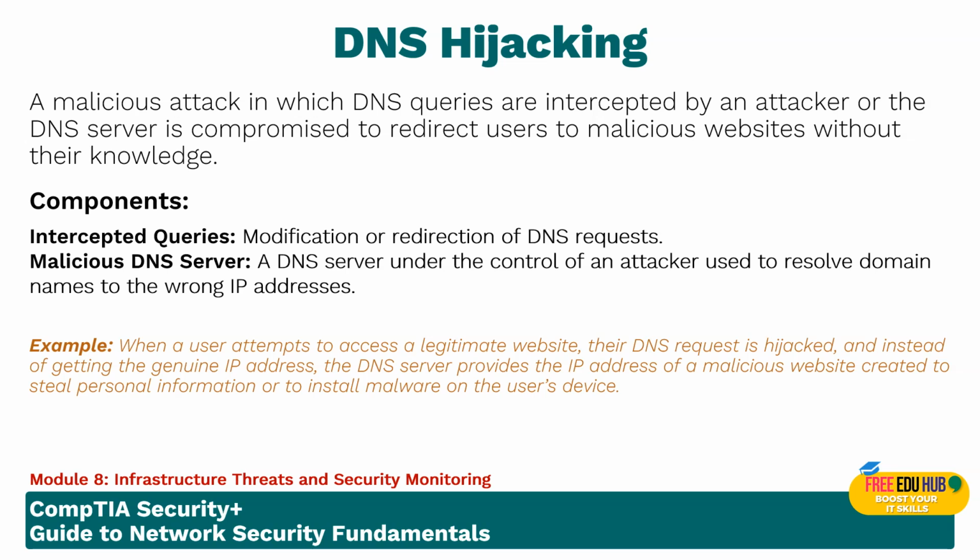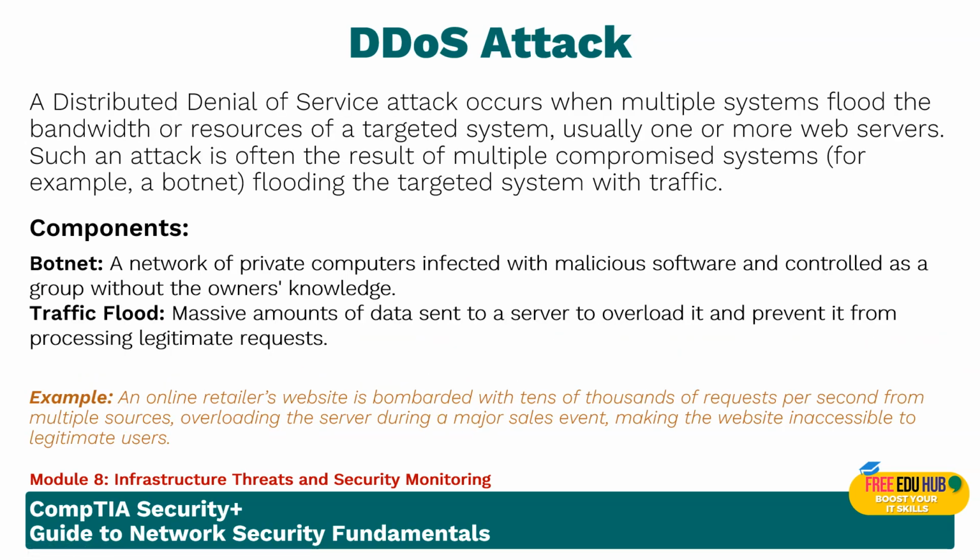Its components could be intercepted queries, meaning modification or redirection of a DNS request, or a malicious DNS server, a DNS server under the control of an attacker used to resolve domain names to a wrong IP address. An example could be that when a user attempts to access a legitimate website, their DNS request is hijacked, and instead of getting a genuine IP address, the DNS server provides the IP address of a malicious website created to steal personal information or to install malware on the user's device. Then we have DDoS attacks, which we call distributed denial of service attacks.